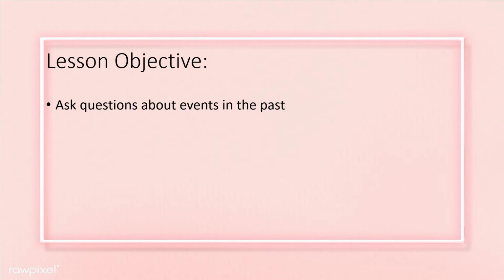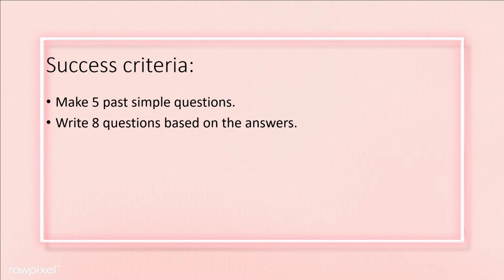These are the lesson objectives. By the end of the lesson, pupils should be able to ask questions about events in the past. These are the success criteria for today's lesson. Pupils can make 5 past simple questions and write 8 questions based on the answers.